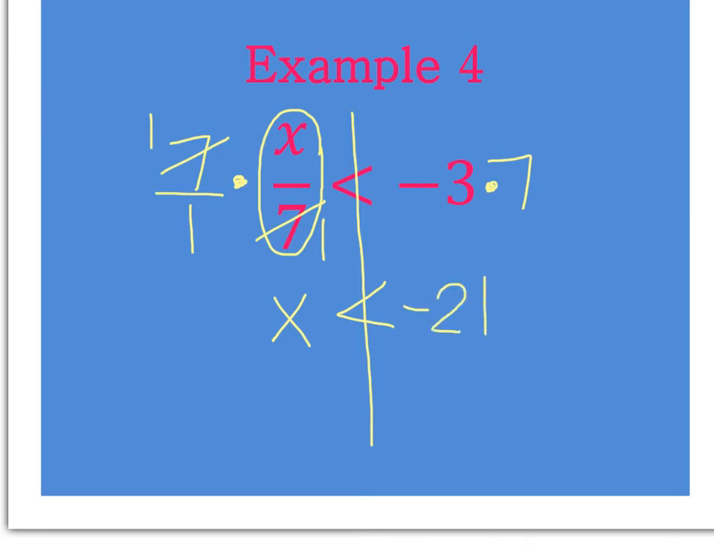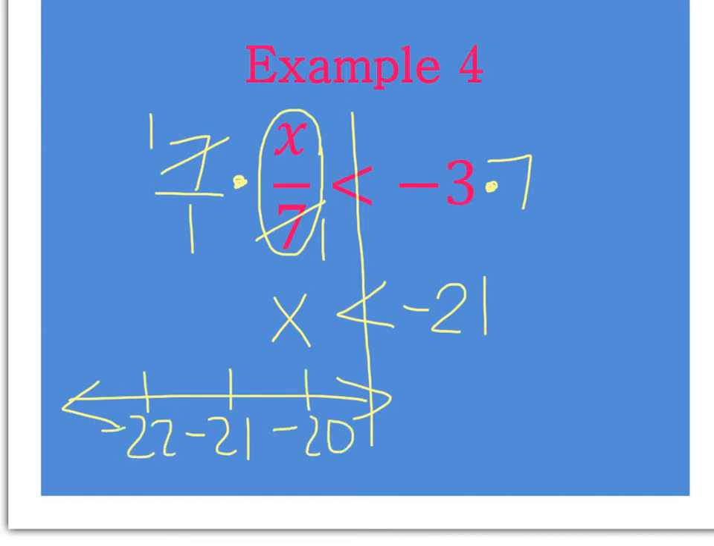That means we could put any number in for x that is less than negative 21, and it would be a true statement. If we're going to graph our solution, we'll make our number line. And since it is only less than, we have an open circle, and x is less than, so we have to shade everything less than.